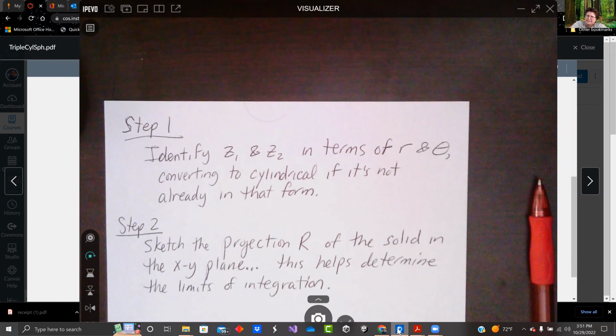And then we need to sketch the projection R of the solid on the xy plane, just like we did with the regular triple integrals, how we projected onto the plane that we've integrated the other variable through. This will help us do our limits of integration.